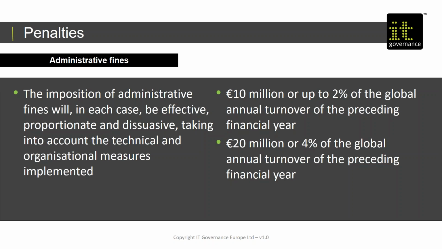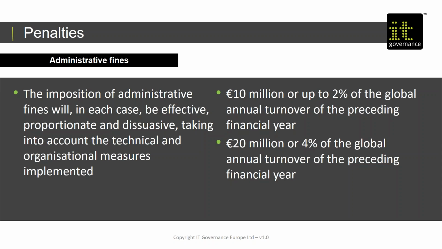Administrative fines can be imposed in addition to or instead of the corrective powers of the supervisory authority. And these include the ability for supervisory authorities to issue warnings or reprimands, or indeed order controllers and processors to comply with data subject requests, as well as order an organisation to communicate a personal data breach directly to a data subject, or even order a company to cease processing.